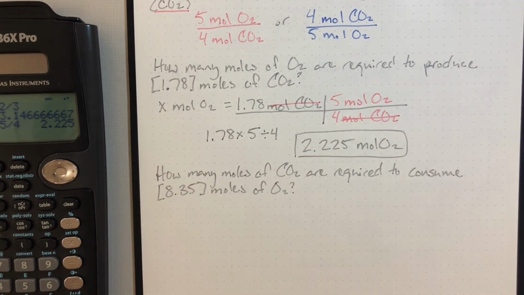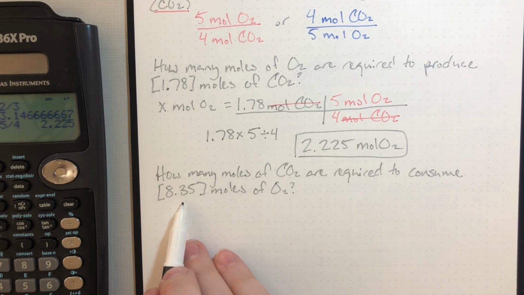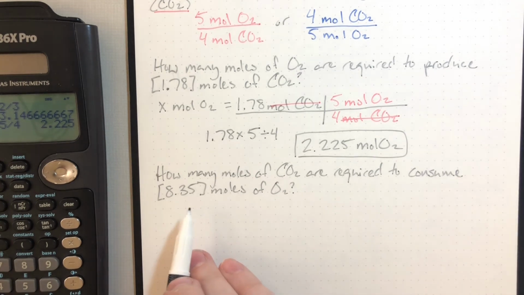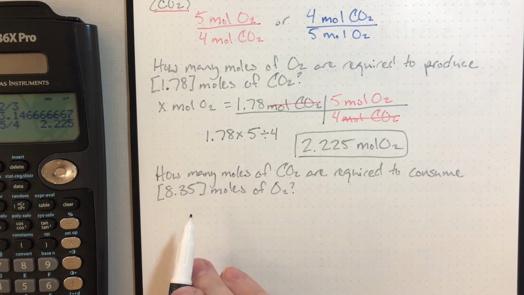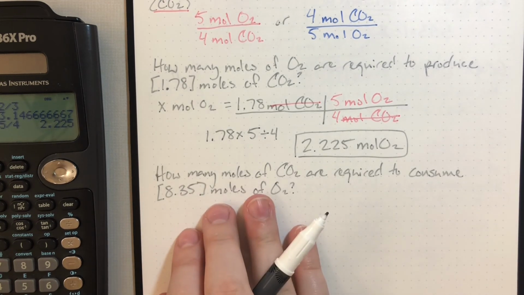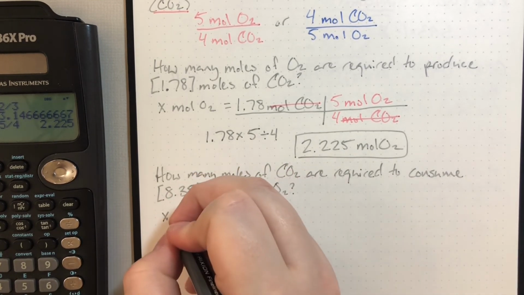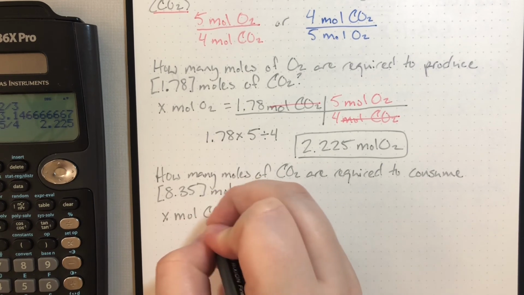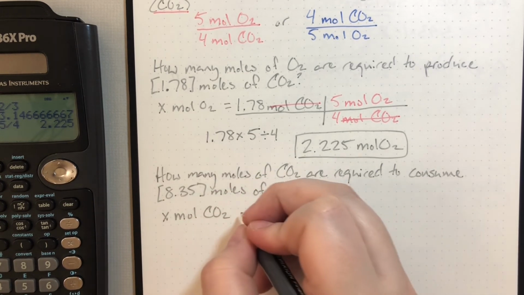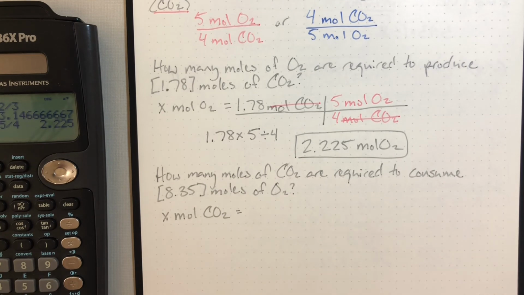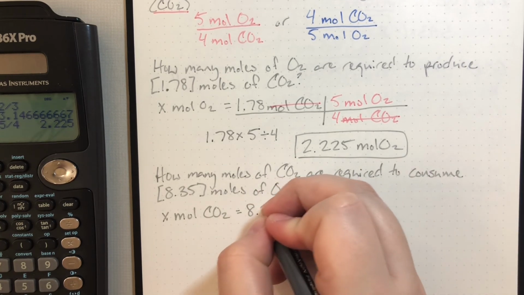How many moles of carbon dioxide are required to consume 8.35 moles of oxygen? You'll notice that my number is within brackets. This is because my number is going to be different than yours. However, the steps that I will take to solve this problem will be the exact same, regardless of the number that you have on your problem. I'll go ahead and translate this current problem into math. How many will turn into X. Moles of carbon dioxide will turn into mole CO2. Are required to consume will be my equals sign. 8.35 is my number given in the problem.